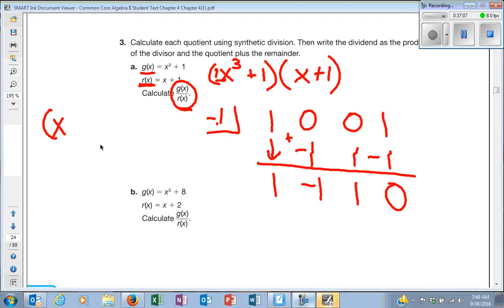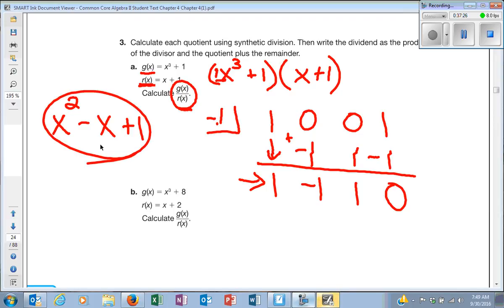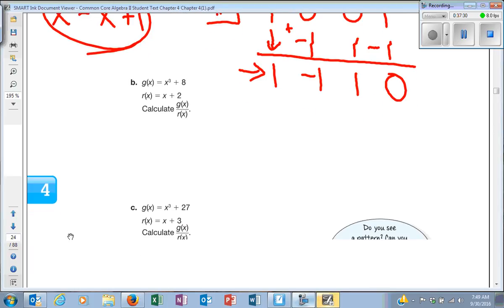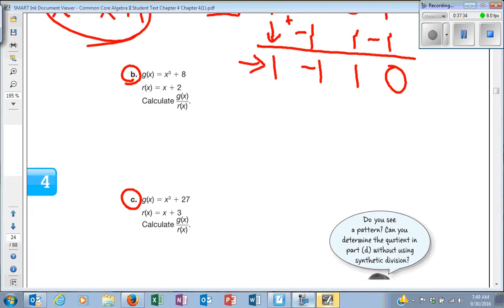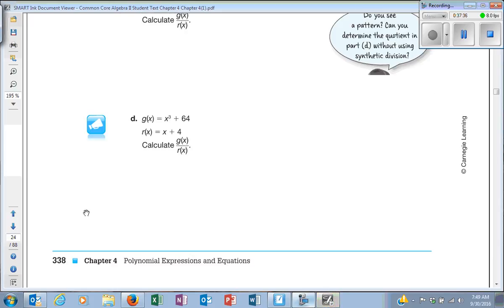And my answer would be x. I mean, if the question is how many times it goes into it, your answer is this right here. So what would my answer be? X squared minus x plus 1. Follow me? Now be careful. I want you to do B and C.